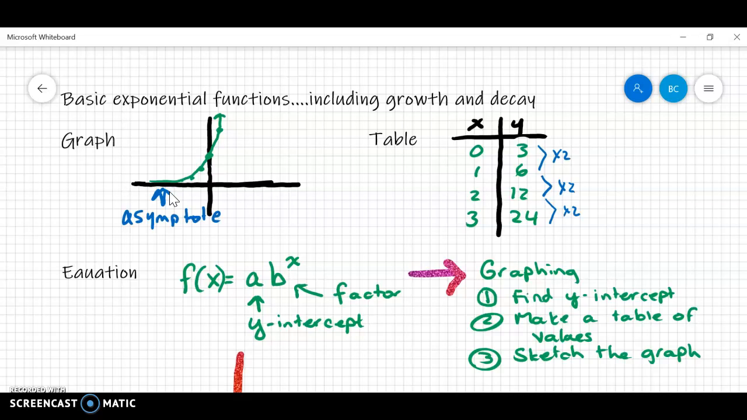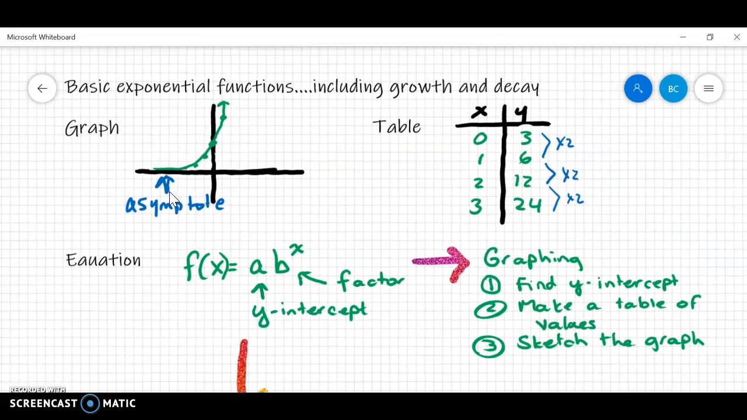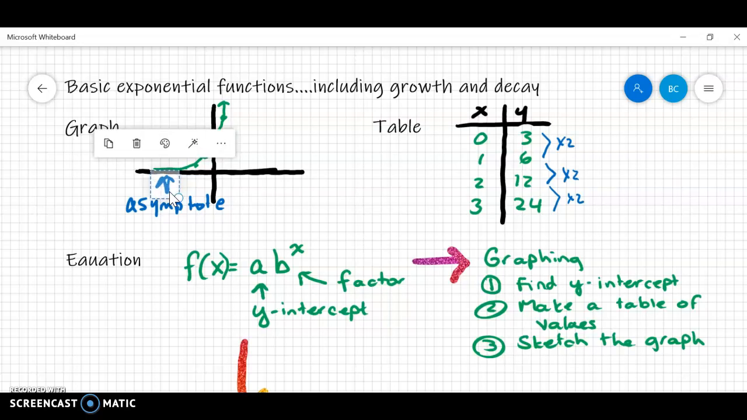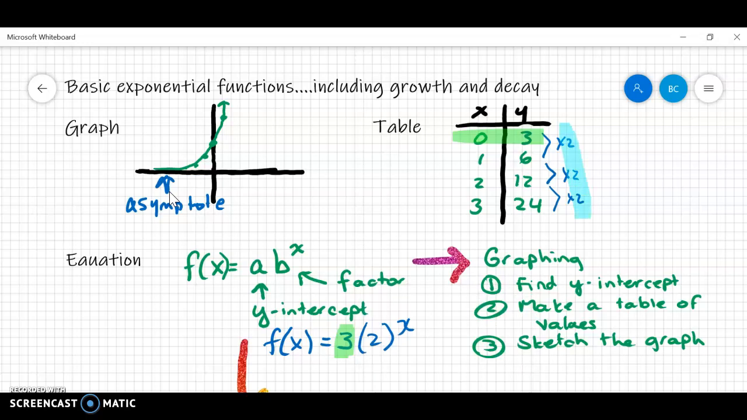So in this particular case, hang on, I thought I wrote this equation, but I must have done it lower on. In this particular case, my equation would be f of x equals 3, which is my beginning value from the table, times 2 to the x power. So again, here's my y-intercept, so that's going to be this value, and then here is my factor by which I'm going up each time, and that's going to be this value.